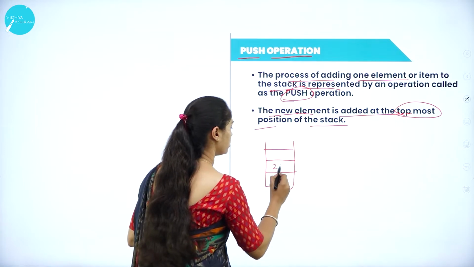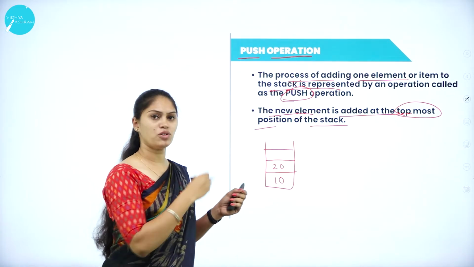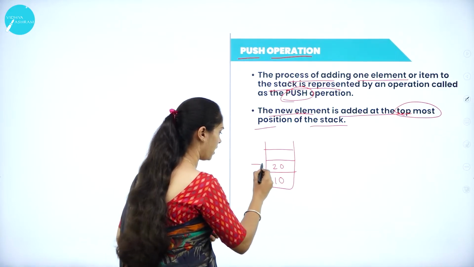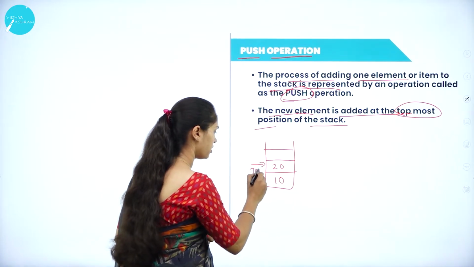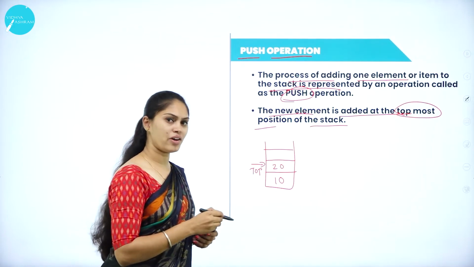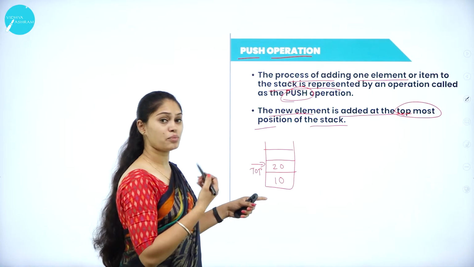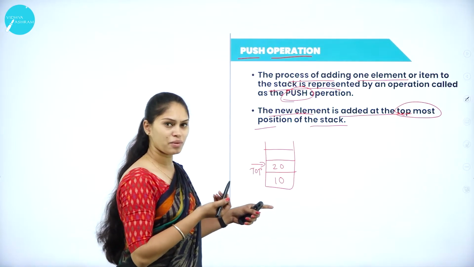Already I have 2 elements, but now I want to add a new element to the stack. So if I have 2 elements, which is the top here? This one will be top. But now I want to add one more element to the existing stack. So that is the push operation I want to perform. How am I going to perform it?